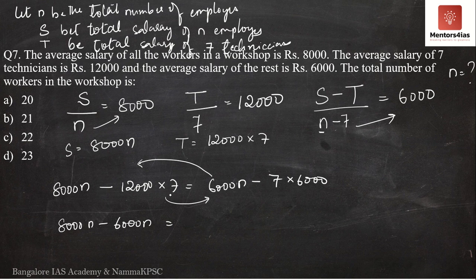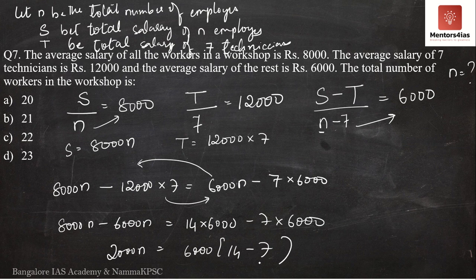12,000 into 7. So I will write 12,000 into 7 as 14 into 6,000, so that I can take 6,000 common out. You'll get the same thing. See, 12 is nothing but 6 into 2. I'm going to multiply that 2 into 7. 14 into 6,000 minus 7 into 6,000. 8,000 N minus 6,000 N is 2,000 N, which is equal to, I take 6,000 common out, 14 minus 7.